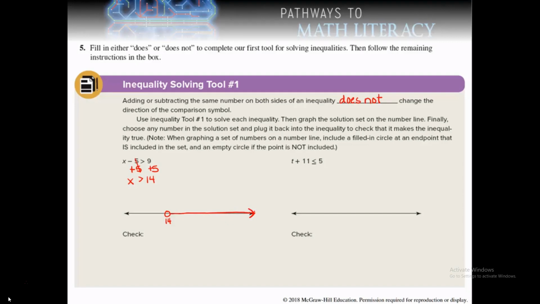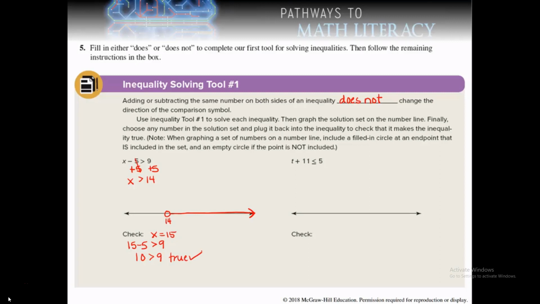To check that, I just need to pick something greater than 14 to plug in. So let's maybe try x equals 15. Well, if I plug 15 in, 15 minus 5, is that greater than 9? That gives me 10 greater than 9, which is indeed true.